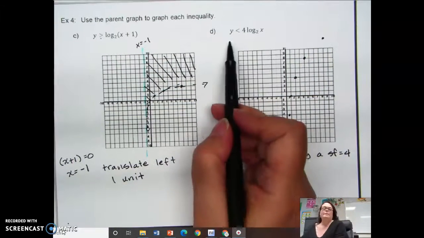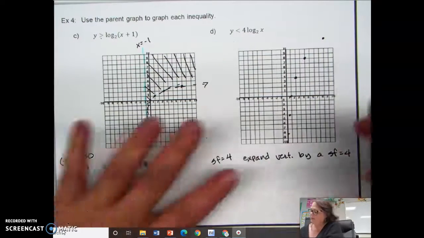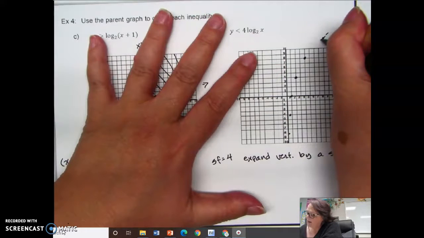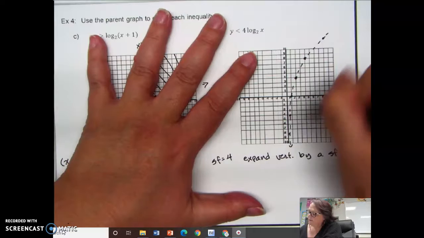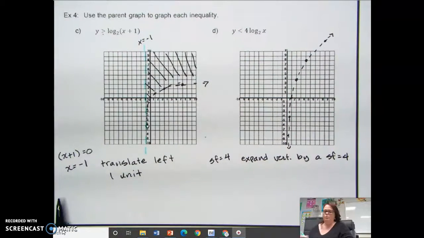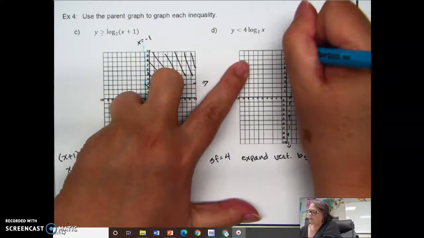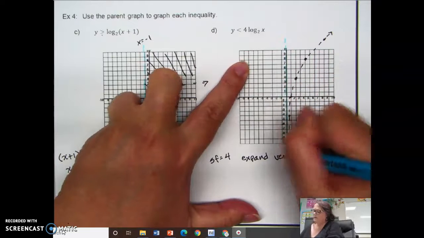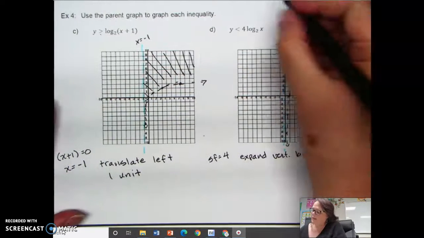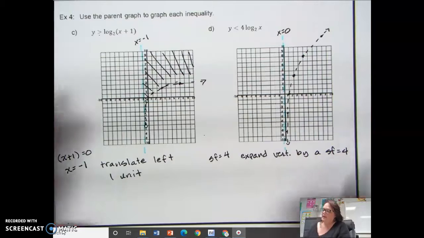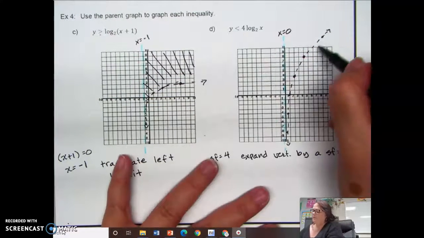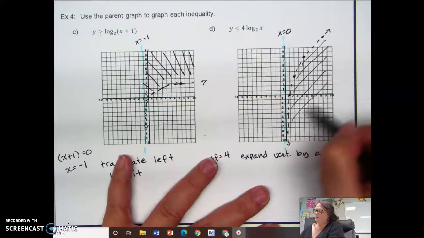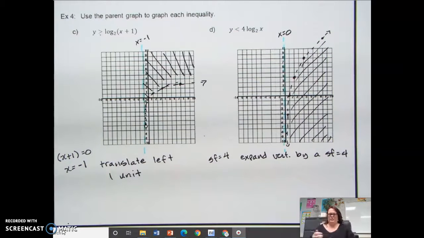Okay. And because it's less than, that means that we're going to be dashed. And we still have that asymptote at x is equal to 0 because we didn't move any way horizontally. Everything was a vertical change. So I still have an asymptote at x is equal to 0. And then this says to shade where it's less than, which is below the graph. And so we would shade in this region right here.